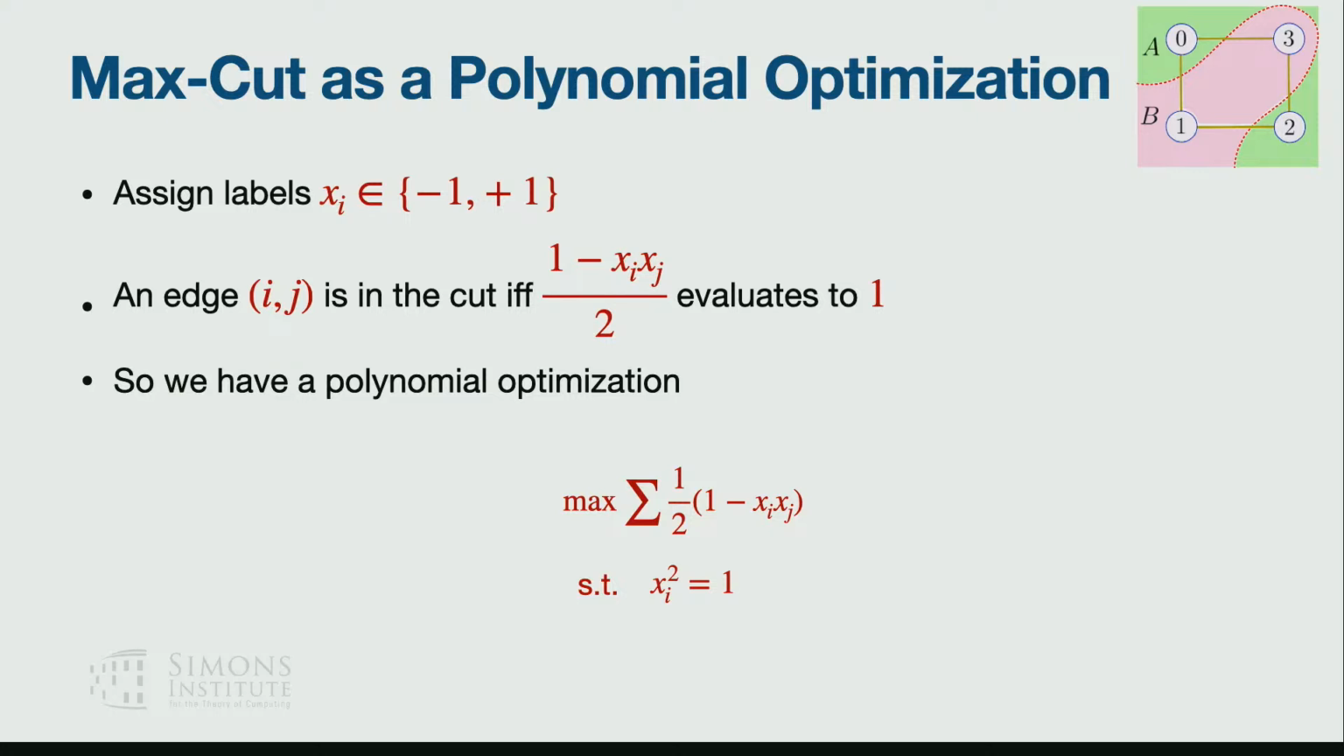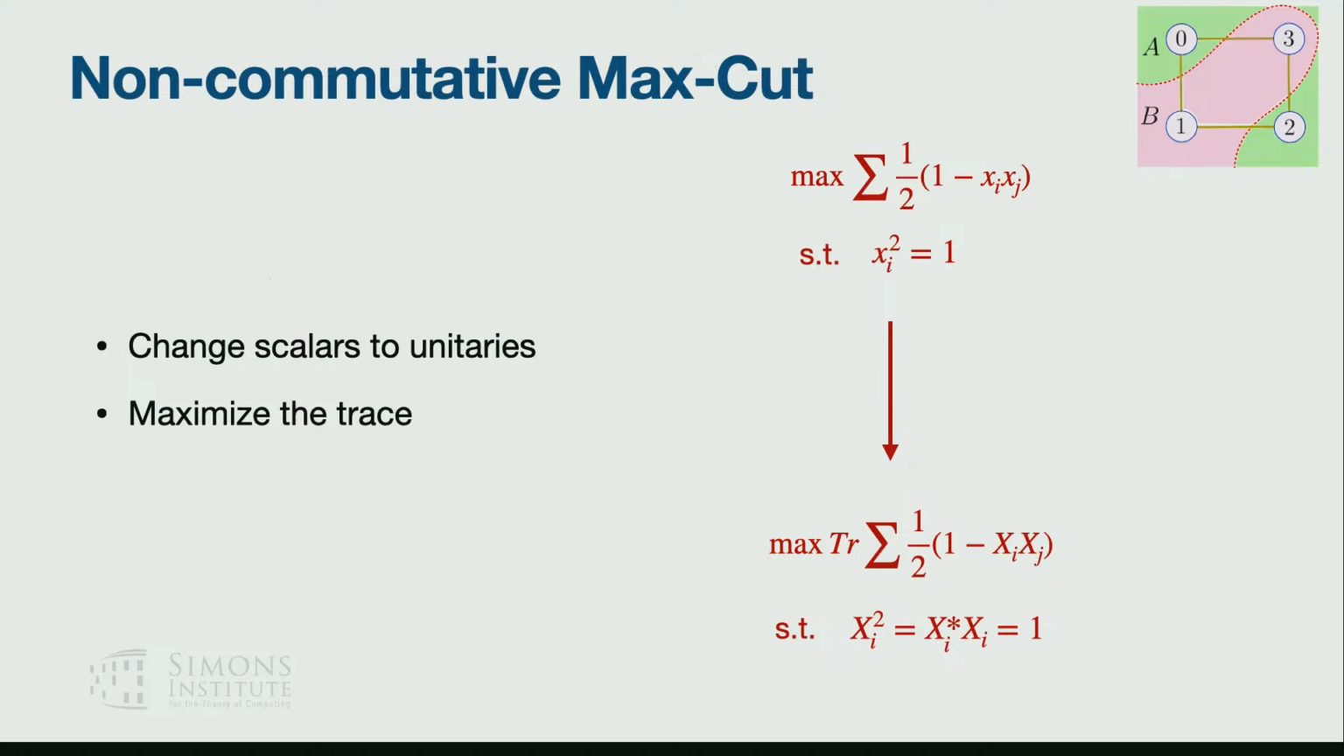And now, just like magic square, the recipe for turning this into a non-commutative constraint satisfaction problem is exactly the same as before. Instead of scalars that take values +-1, let's plug in unitaries that have eigenvalues +-1. And we ask, what would be the optimal, the maximum of the trace of such an expression that we would obtain by plugging in all possible unitaries for x_i and x_j?